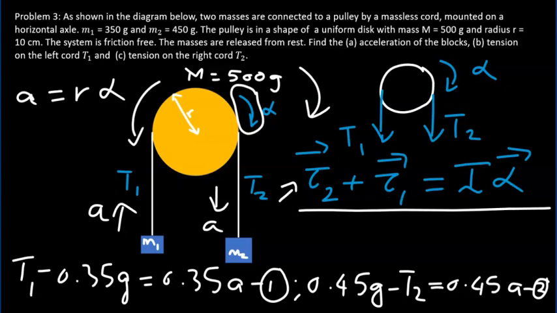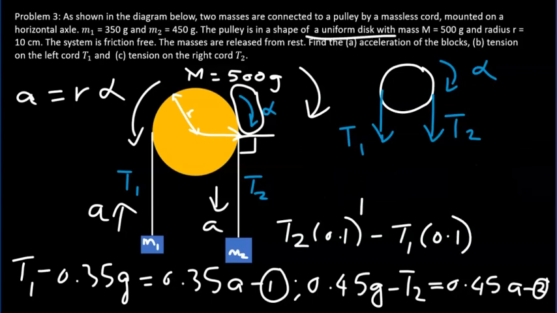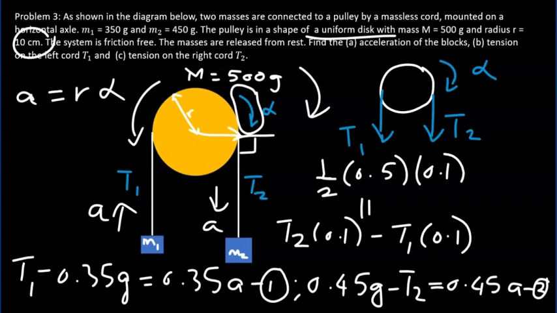So the scalar version of this equation will be: torque 2 is T2 times the position vector given by the radius of that pulley, and that is 0.1. The angle between them is 90 degrees, sine 90 is 1. Now torque 1 due to tension 1 is T1 times again 0.1, and this equals the moment of inertia of the pulley, which is half times the mass. The mass is 500 grams, so in kg, 0.5, times the square of the radius. The radius is 10 centimeters. Change that into meters, 0.1 squared.